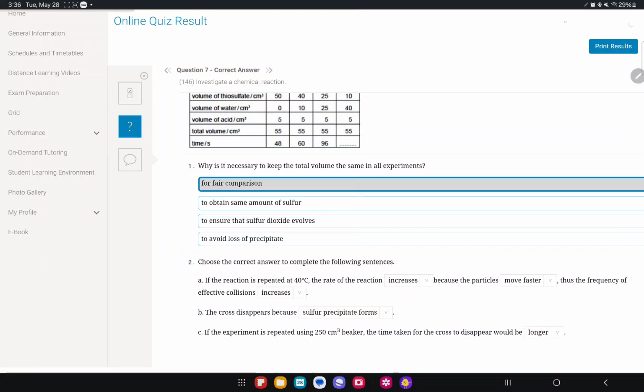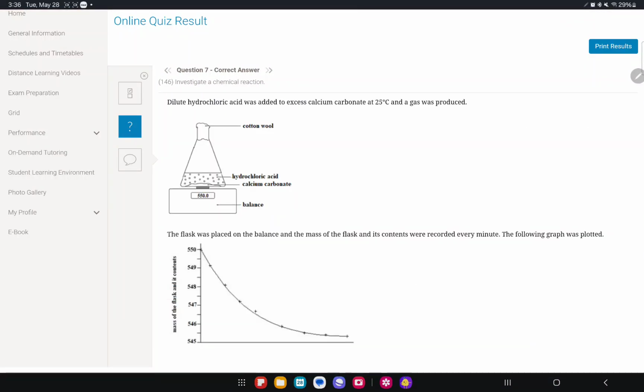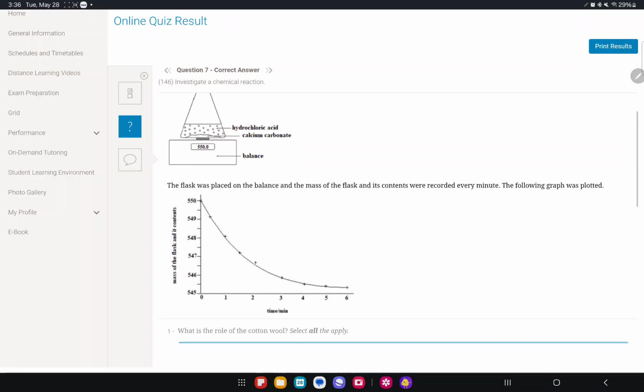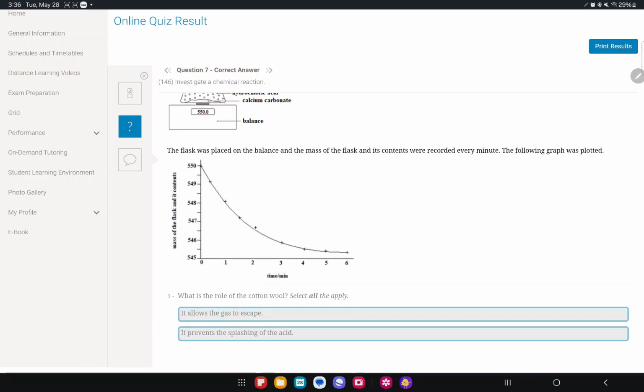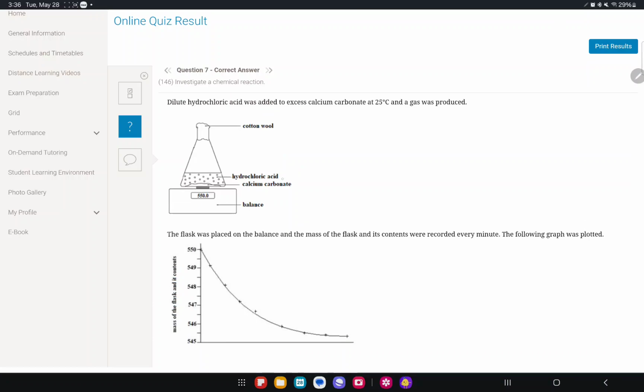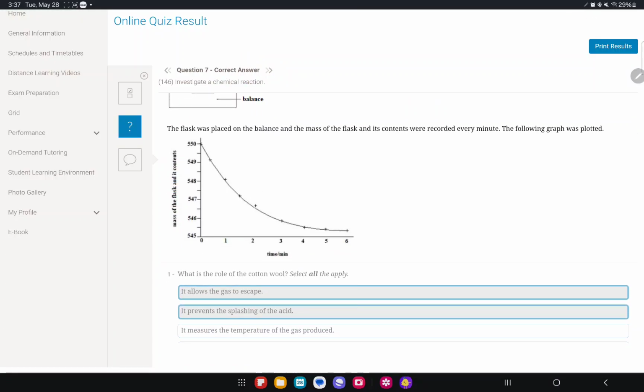Question 7. They gave you another experiment. They said hydrochloric acid is reacting with calcium carbonate, and there's a balance here, and there's cotton wool on top. They placed it on a balance, and they were measuring the mass. And as time increased, obviously the mass started decreasing because these two are reacting and they're releasing a gas outside, they're releasing carbon dioxide. Since there's carbon dioxide being released, the mass is decreasing. That's why here in the graph the mass is decreasing.